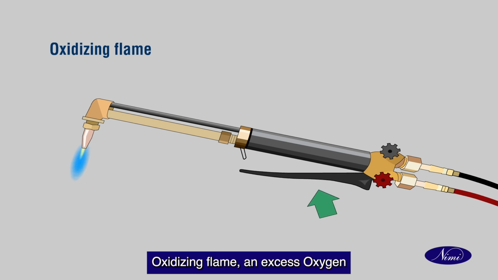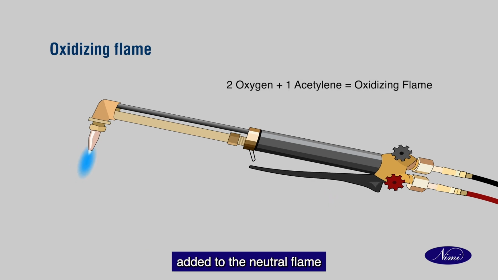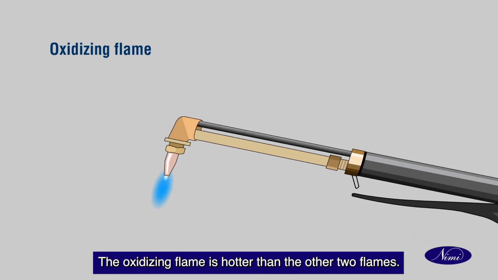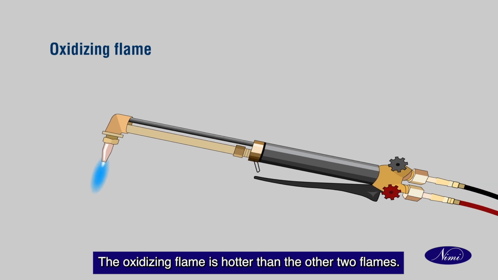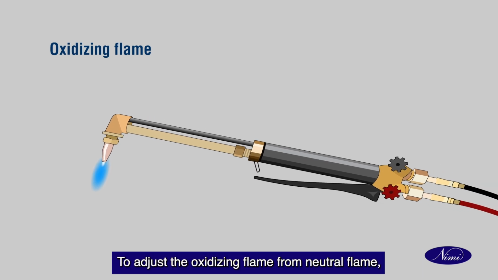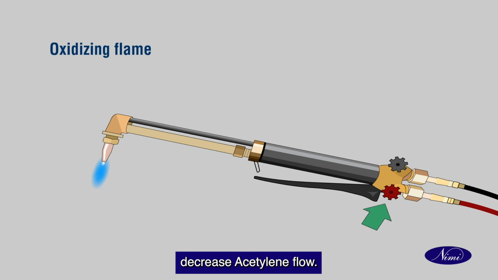Oxidizing flame. An excess of oxygen added to the neutral flame creates an oxidizing type of flame. The oxidizing flame is hotter than the other 2 flames. To adjust the oxidizing flame from neutral flame, decrease acetylene flow.